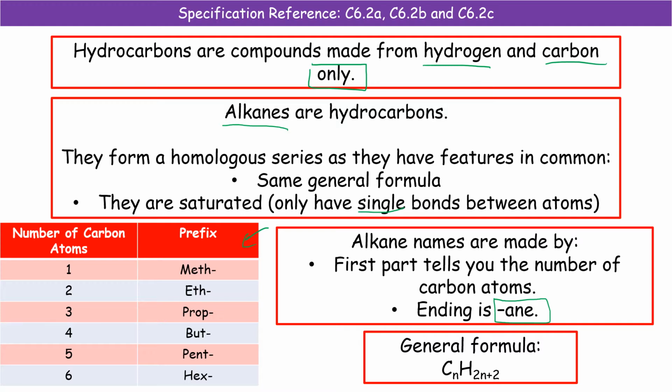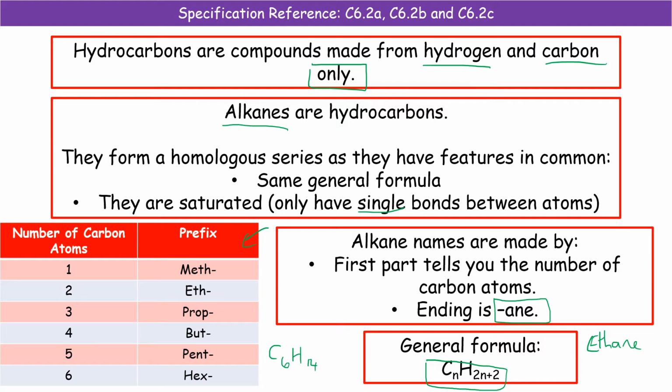So if, for example, we had a substance that had 2 carbon atoms and we needed to know its name, then it would be eth, because it's got 2 carbons, and because we've only got single bonds, ane, so it's ethane. We also need to remember the general formula, CnH2n+2. So if they were to ask us what would the formula be for an alkane with 6 carbons, then all we do is C6, then H, 2 times 6 is 12, plus 2, 14.